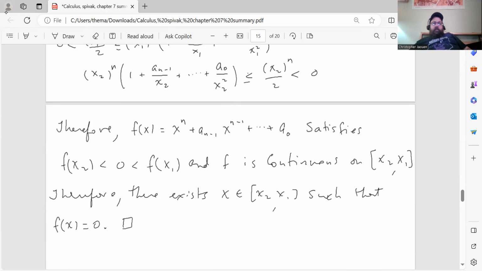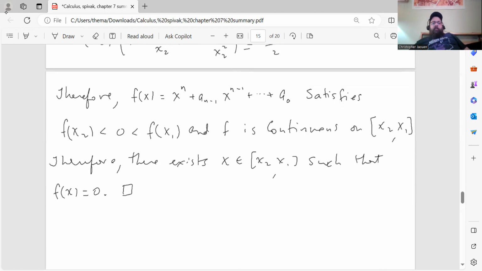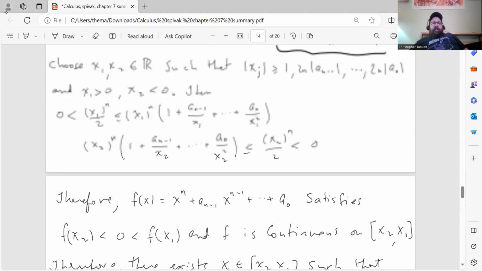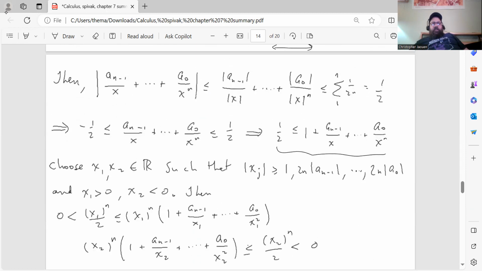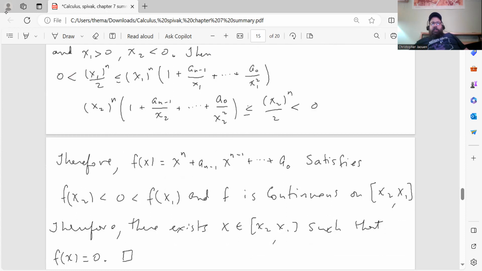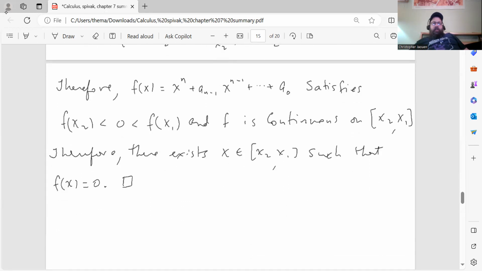Okay. Therefore, f of x equals x to the n plus a n minus 1 x to the n minus 1 plus dot dot dot plus a0 satisfies this inequality here. f of x2, from what we just derived above, is less than 0, and f of x1 is greater than 0. And f is continuous on the closed interval from x2 to x1 because it's a polynomial. Therefore, there exists an x in the closed interval from x2 to x1 such that f of x is equal to 0 by theorem 1. Okay, so that's a kind of involved proof, but really all that complicated stuff is just needed in order to get an actual x2, x1 that works.